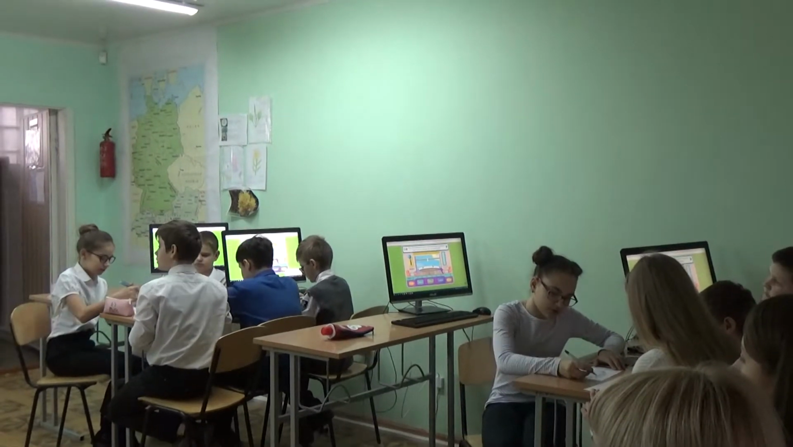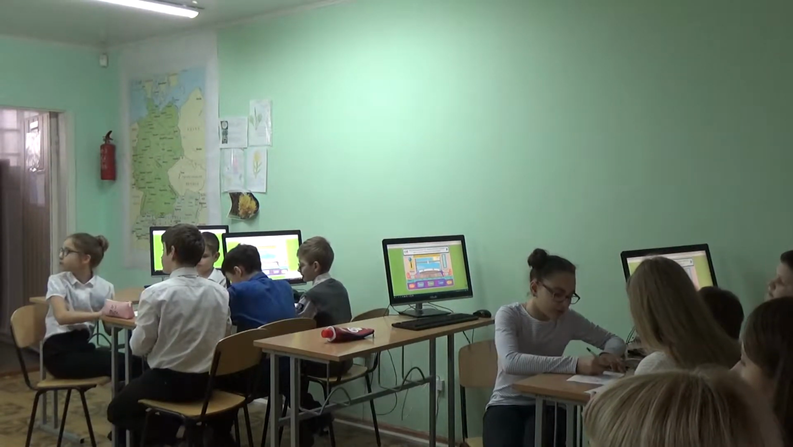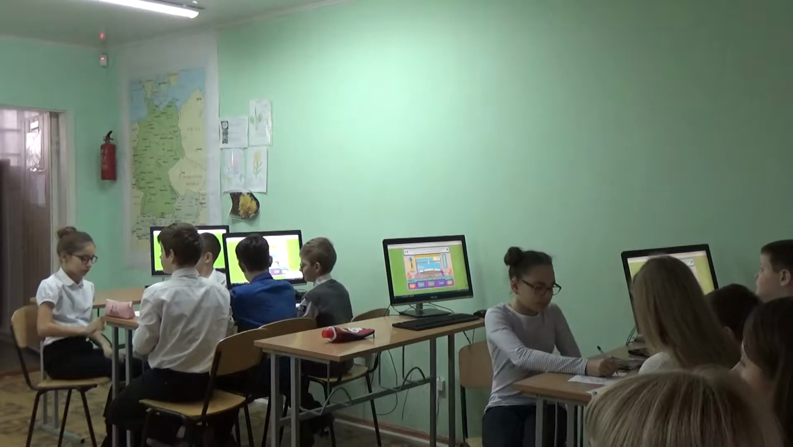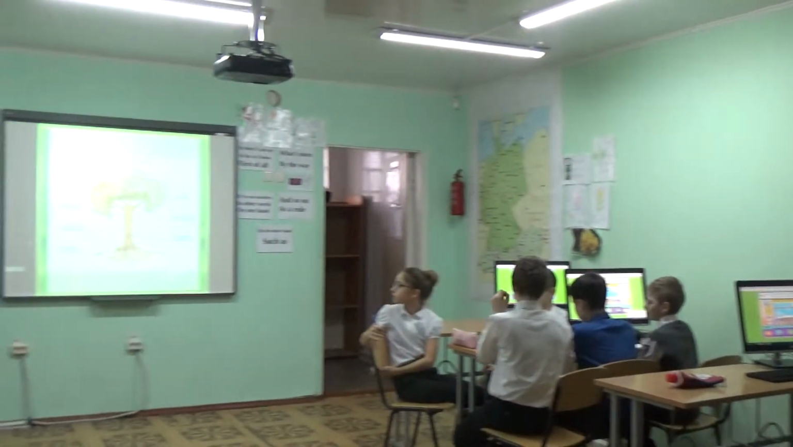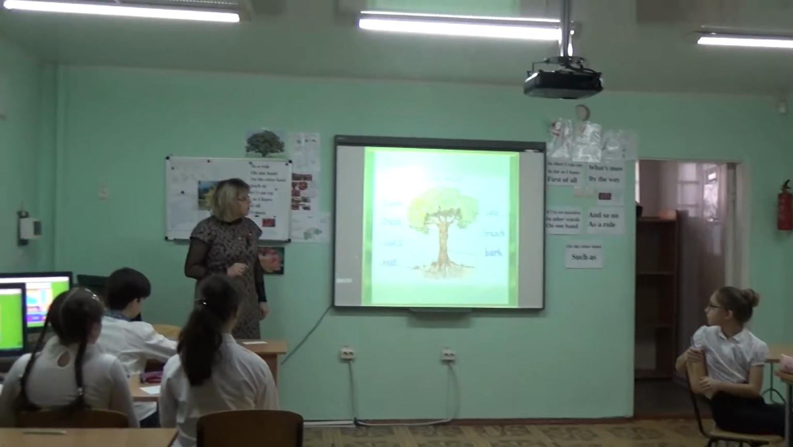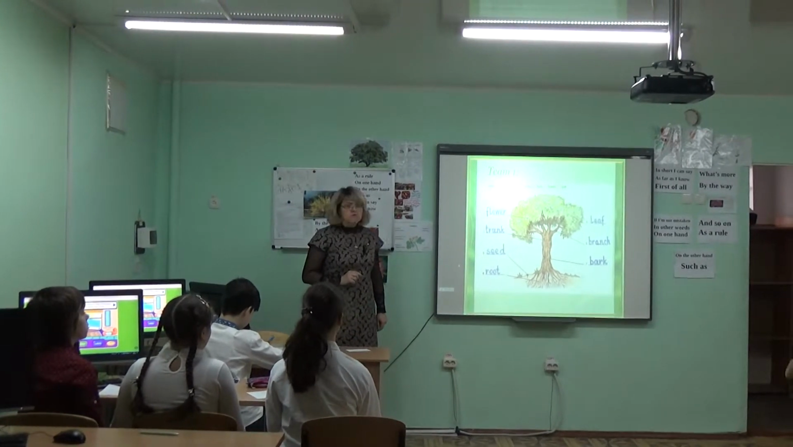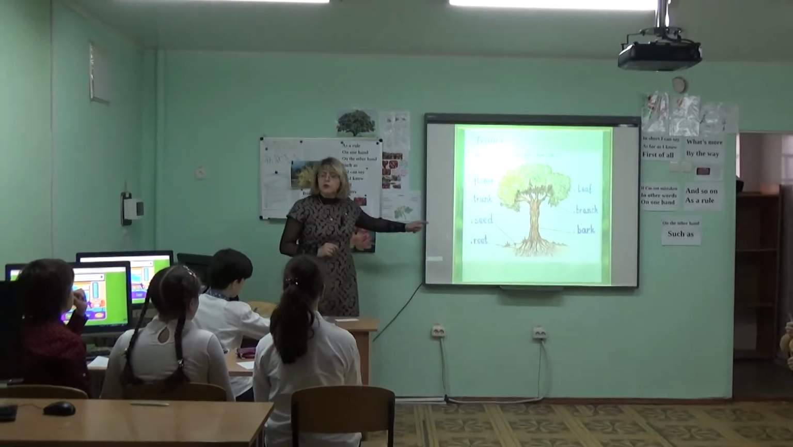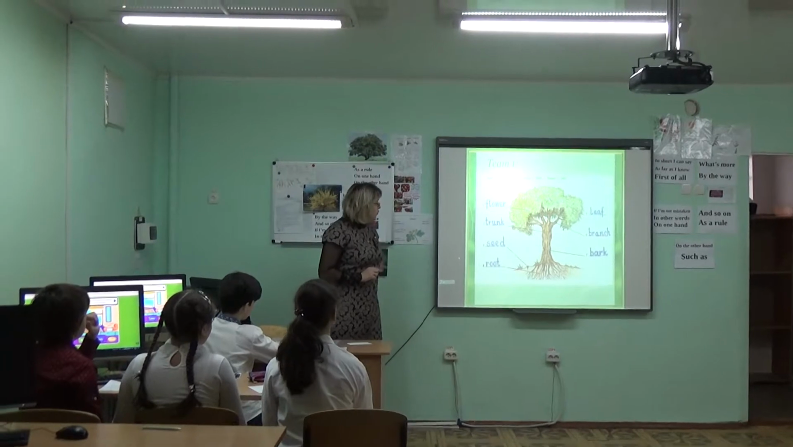Team number 1 had a tree. And let's check. Anya, read please all the parts of the plant. Flower, trunk, seed, root, leaf, branch, bark. Is it branch? Branch, yes, of course.